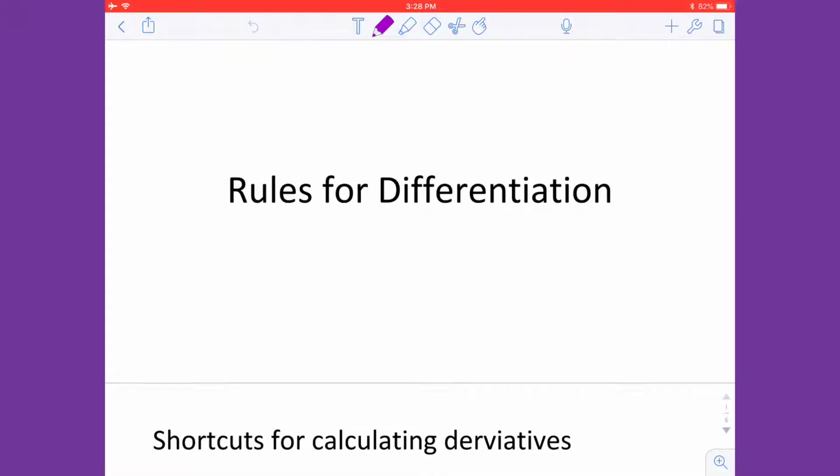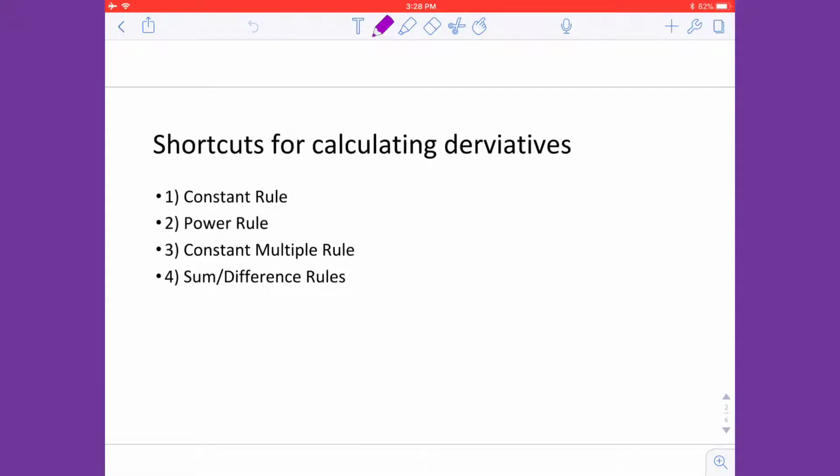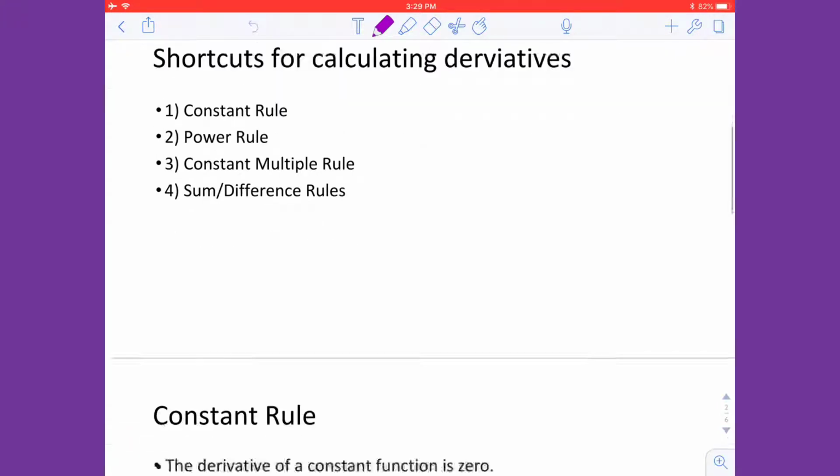Hello students, the purpose of this video is to get you acquainted with some rules for differentiation. In this video, we're just going to be talking about some shortcuts for calculating derivatives. So we're going to be looking at 4 different rules: the constant rule, the power rule, the constant multiple rule, and the sum and difference rules. And these are going to be super helpful to you.